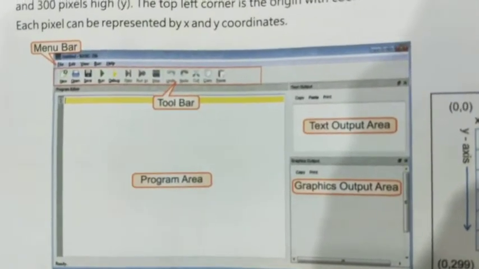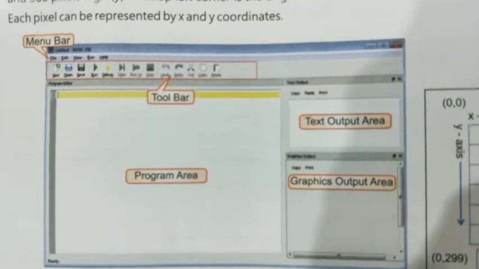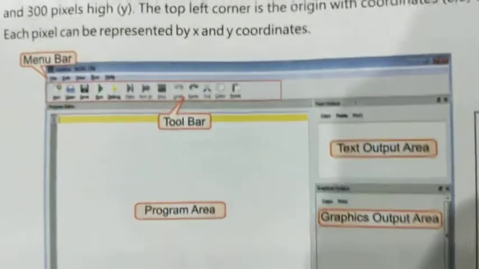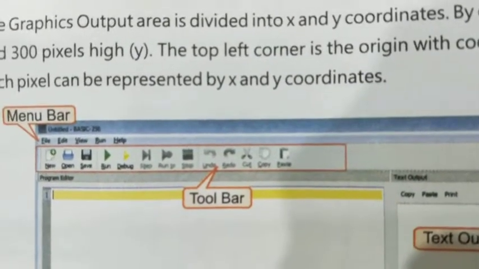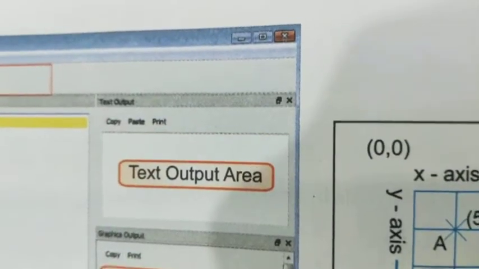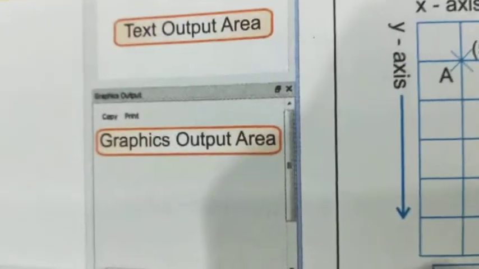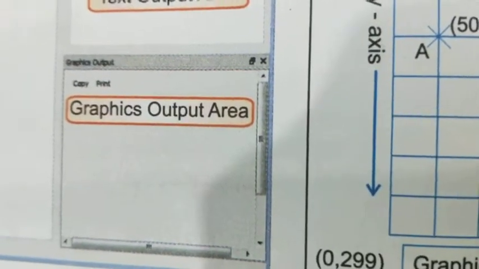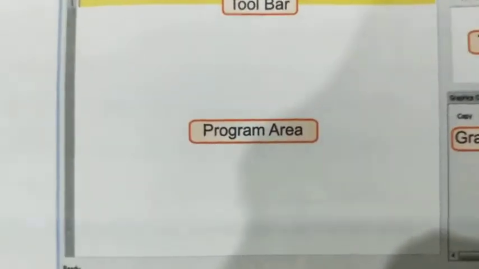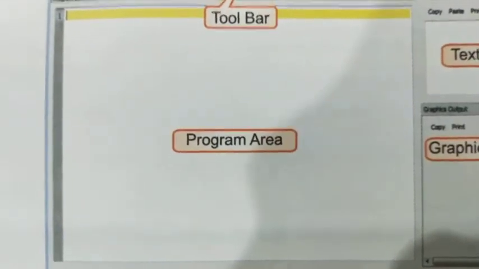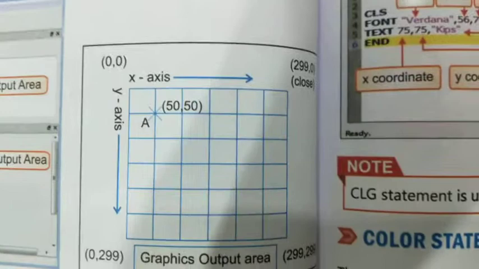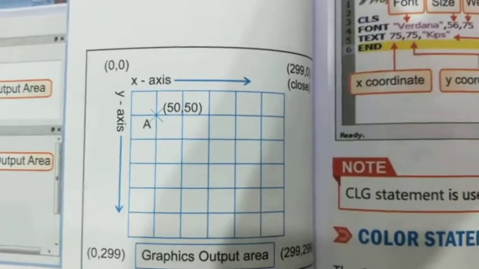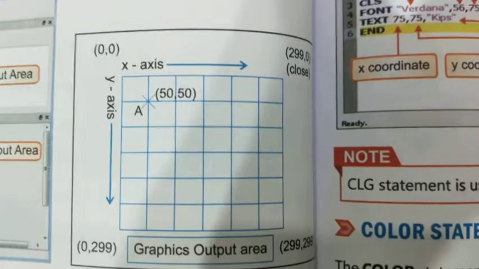Now the different areas available on your BASIC256: you can see the toolbar. The uppermost row is known as the toolbar. Here is the text output area, then the graphics output area, where you can see the graphics, and the blank window is there to make the program. When you start your programming, you should know the number of the pixel and where the location of the pixel is.